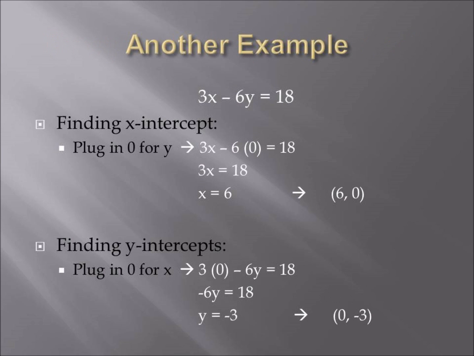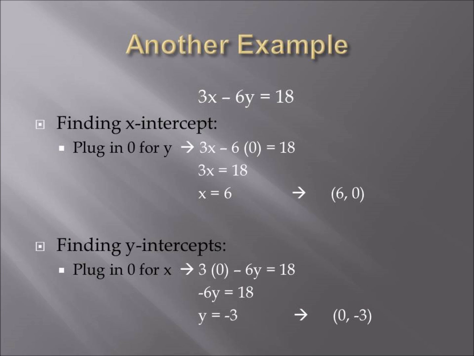Let's do another example, something that's a little different. What if we were given the equation 3x minus 6y equals 18? This isn't in slope-intercept form. It's not in y equals mx plus b. So what do we do? There are two ways we could do this. First, we could put it in slope-intercept form. If you think that's easier, go ahead and do it. Whatever works better for you, use it. However, since all we're doing is plugging in 0 for one variable to solve for the other, we can keep it in this form. That's what I'm going to do.